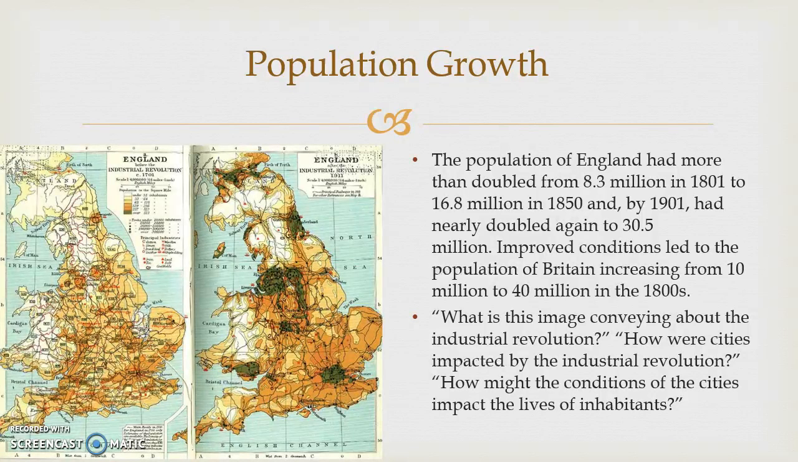So now we're going to stop here and take a look at this map. One side is England prior to the Industrial Revolution, and the other is England during the Industrial Revolution. With your partner, you're going to discuss the following questions. One, what is the image conveying about the Industrial Revolution? How were cities impacted by the Industrial Revolution? And how might these conditions of the cities impact the lives of inhabitants? Really take a close look at this map and use these questions to guide you as to how you think these changes impacted the lives of citizens living in England during this time.